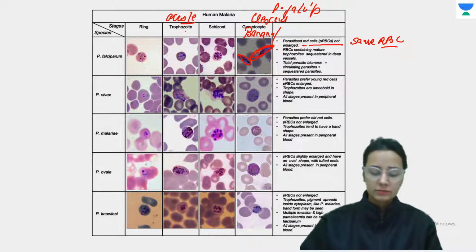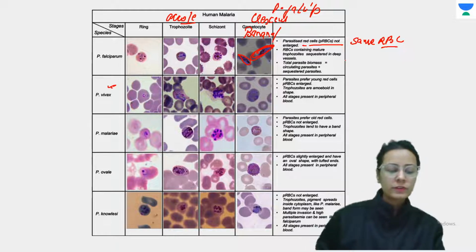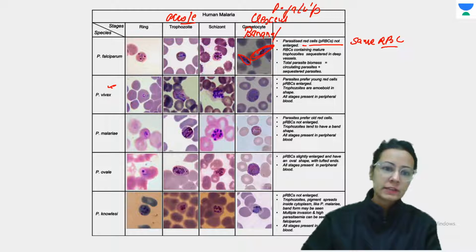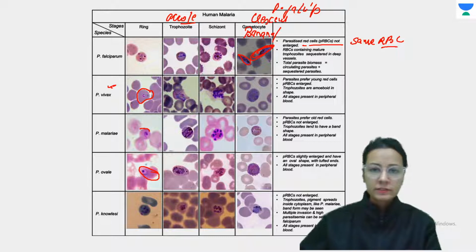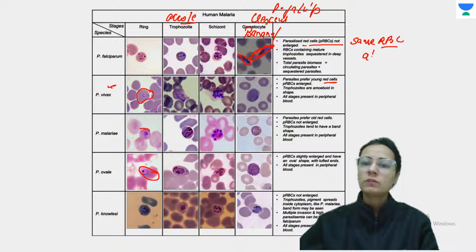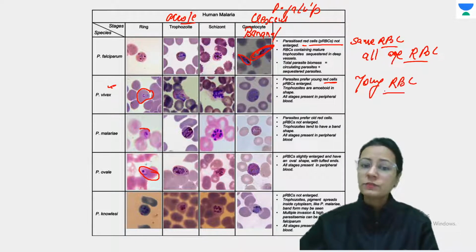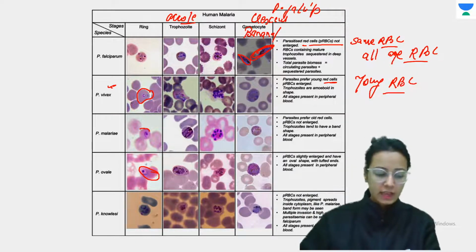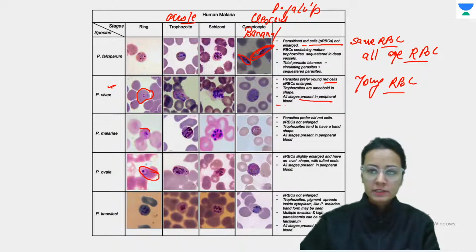Now moving next, Vivax. In Vivax and ovale, you can see the infected RBCs are a little larger than the adjacent ones. The parasite prefers young RBCs. In falciparum, they involve all age groups of RBCs, while Vivax and ovale prefer young RBCs which are less than 14 days old. And we have all the stages present in the peripheral blood.